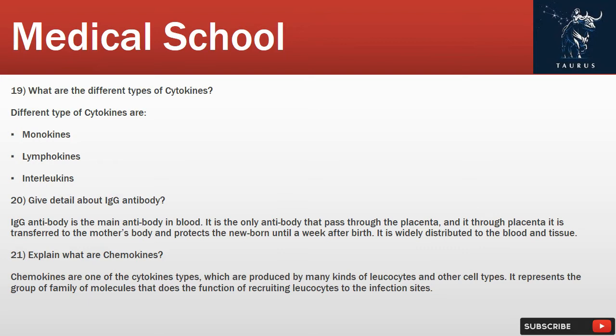19. What are the different types of cytokines? Different types of cytokines are monokines, lymphokines, interleukins.